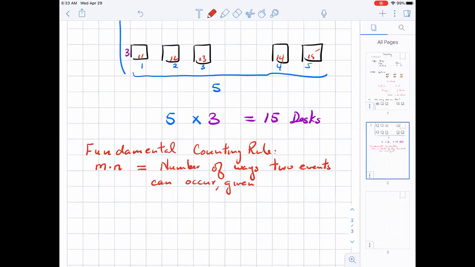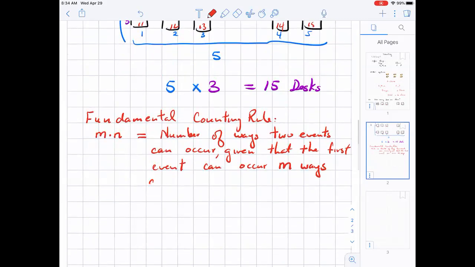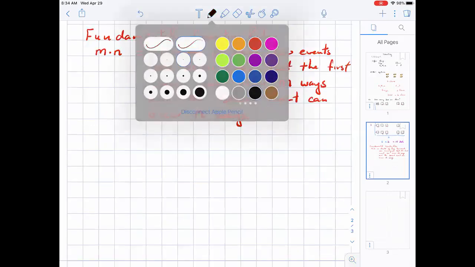given that the first event can occur m ways, and the second event can occur n ways. So what does this really mean?